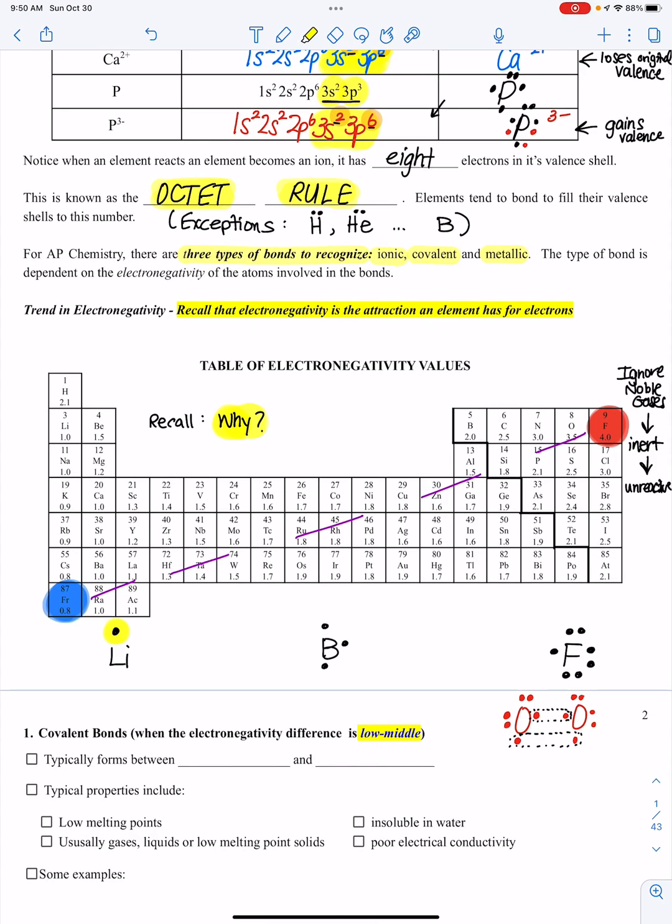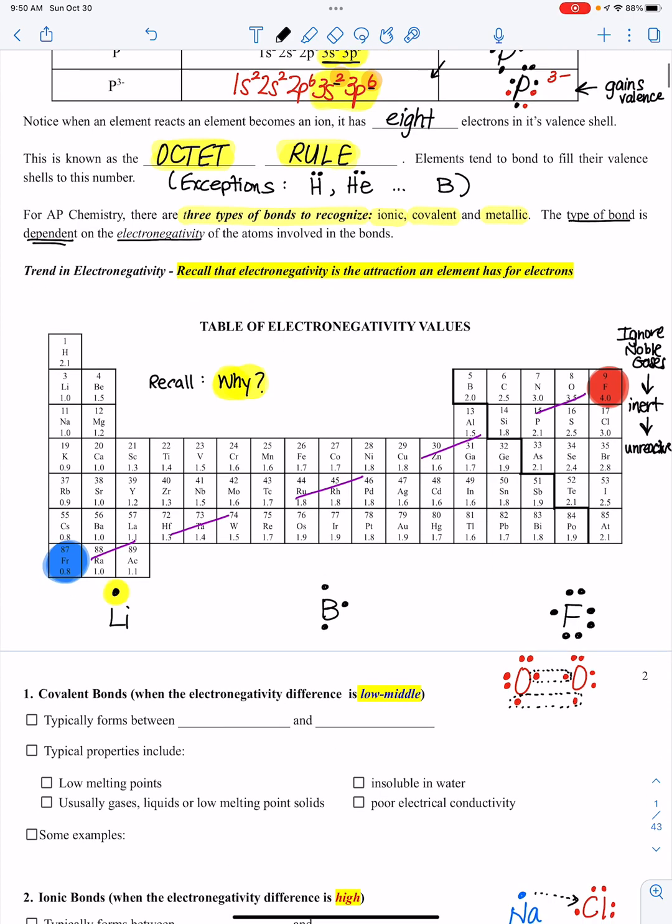The type of bond is dependent on the electronegativity. To remind you, electronegativity is the attraction an element has for electrons. We have trends that were in our last set of notes. Fluorine is the most electronegative. I'm going to use En for electronegative. Francium, all the way down here, is the least electronegative.